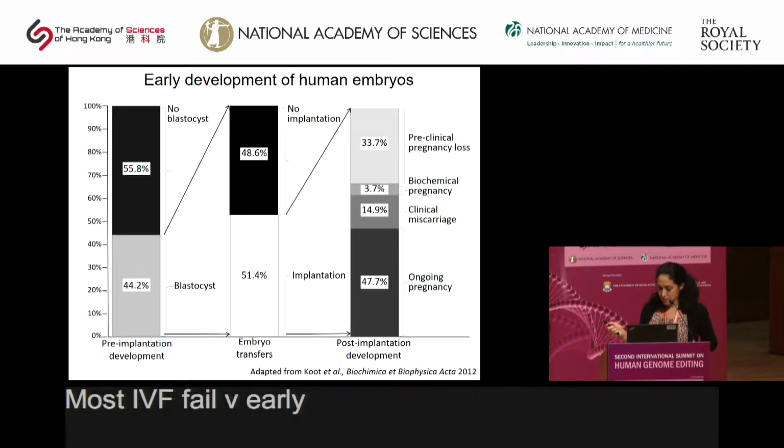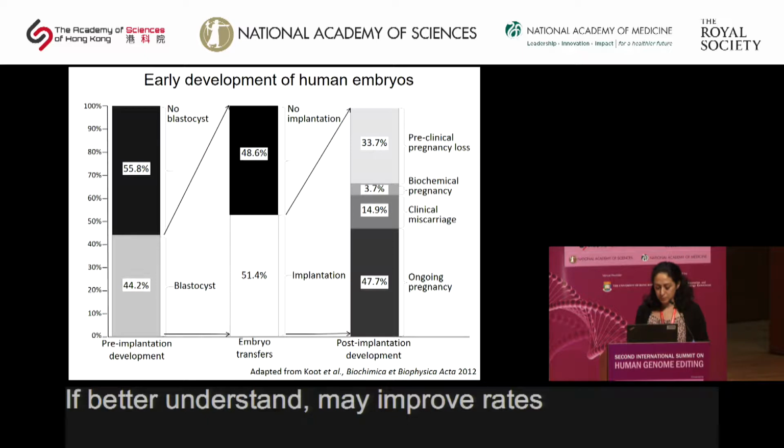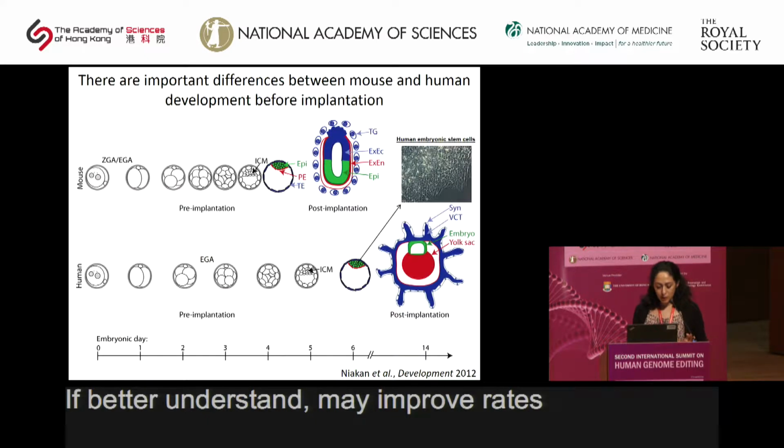Because the current methods that are used in IVF clinics utilize, for example, just gross morphological features of the embryo and no molecular criteria whatsoever. The third reason why we're interested in studying these early developmental events in human embryos is that it has tremendous importance for embryonic stem cell biology and regenerative medicine.